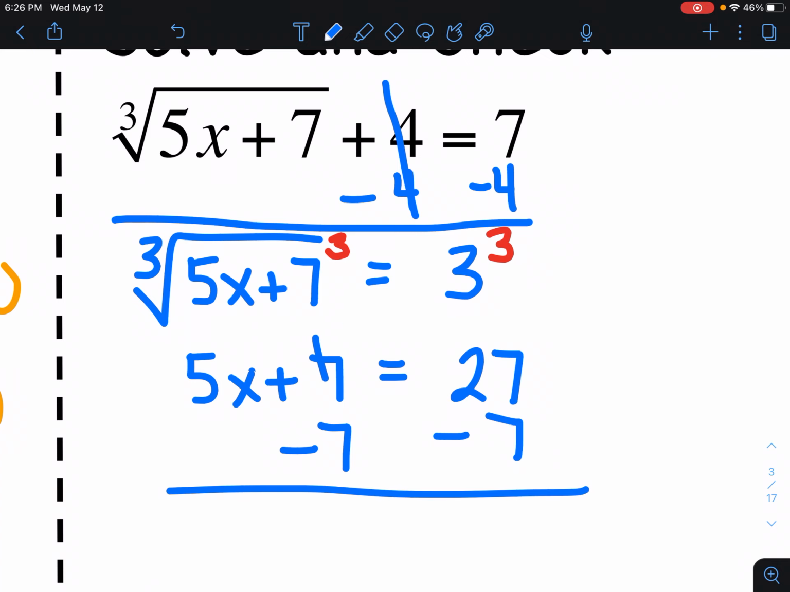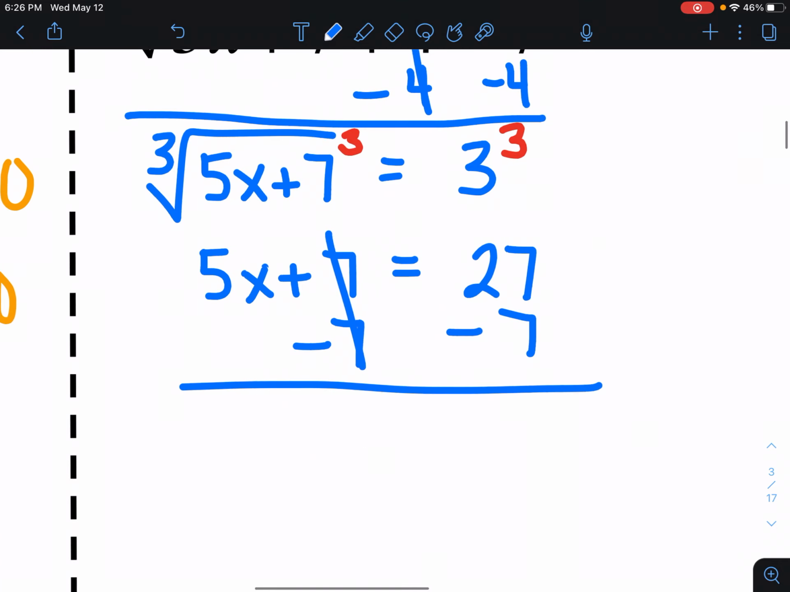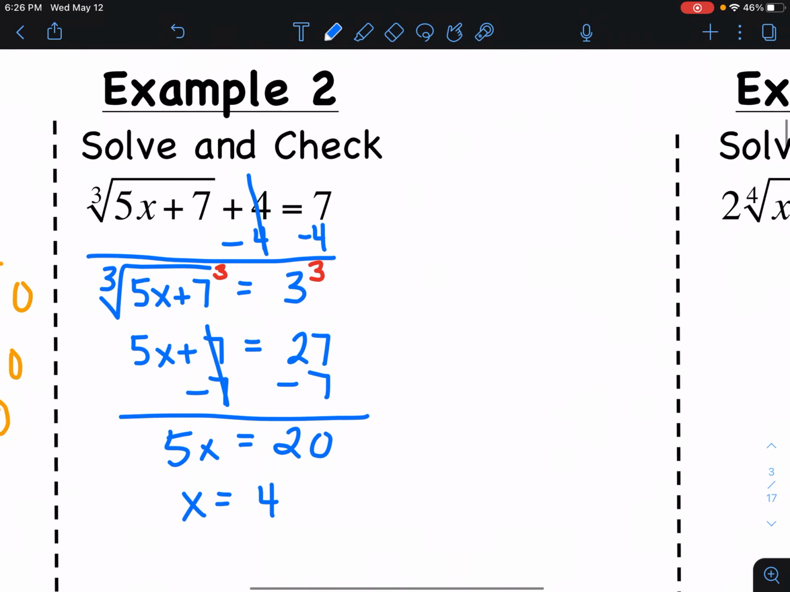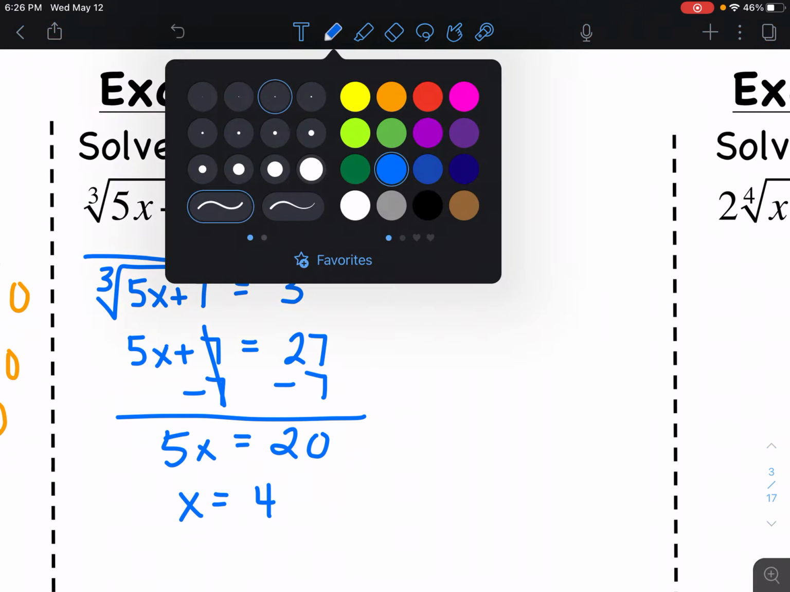Anyway, we're going to subtract 7 from both sides. We're just solving for x here. Some Algebra 1 stuff. And then divide by 5 and you have x is 4. And let's see if it is in fact 4. We are now going to check.